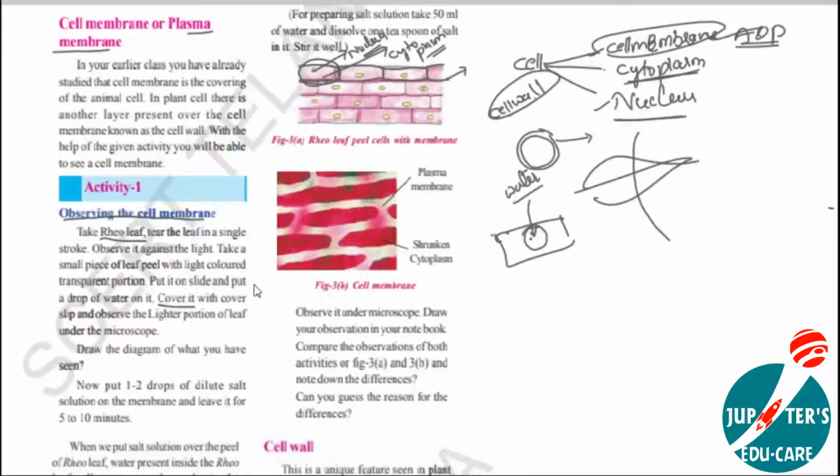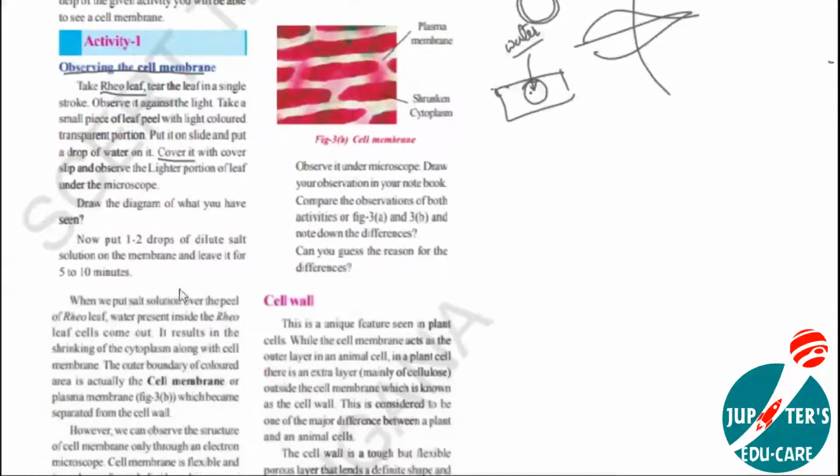And we have one more activity here. The part we collect from the Rheo leaf, we should keep for one hour after placing it on the slide. Then we need to add one or two drops of dilute salt solution.